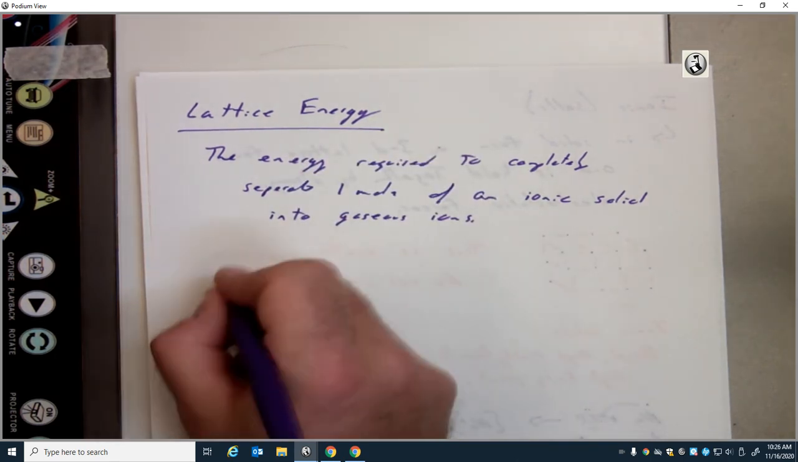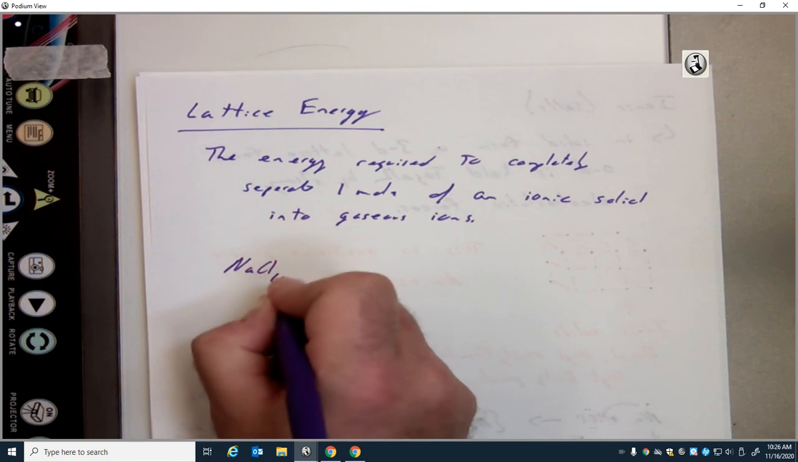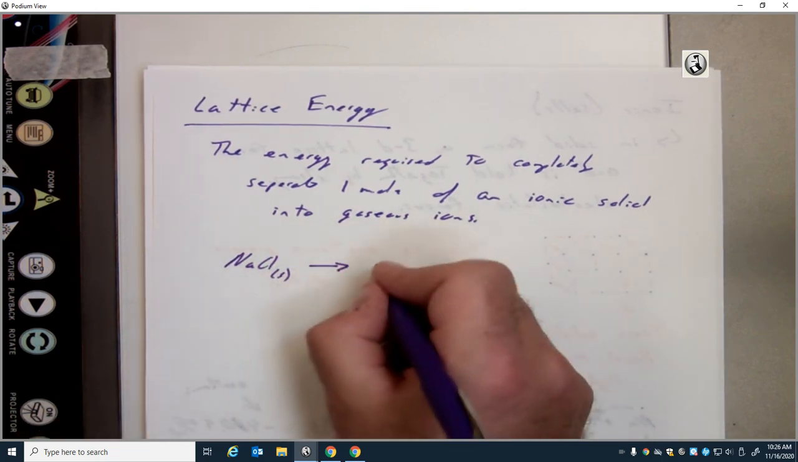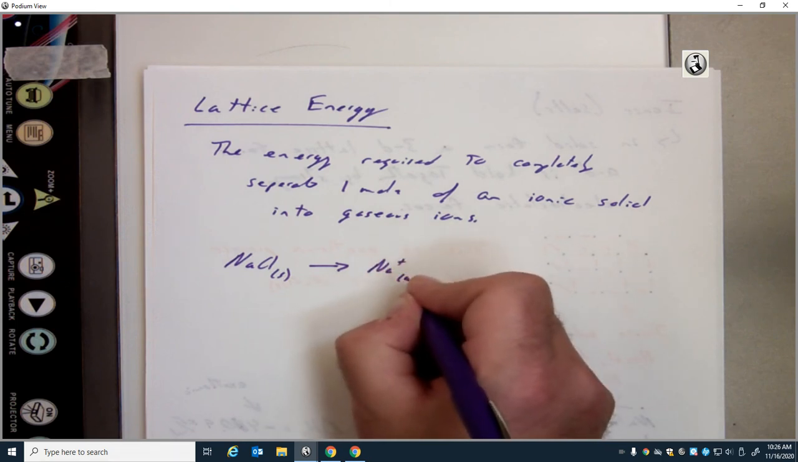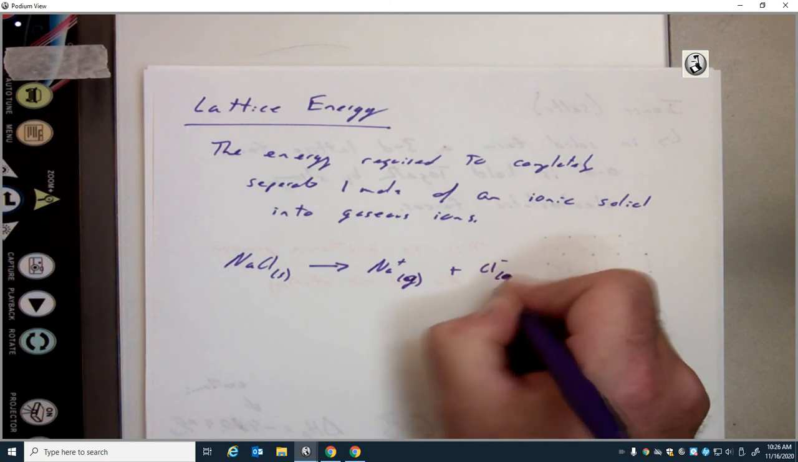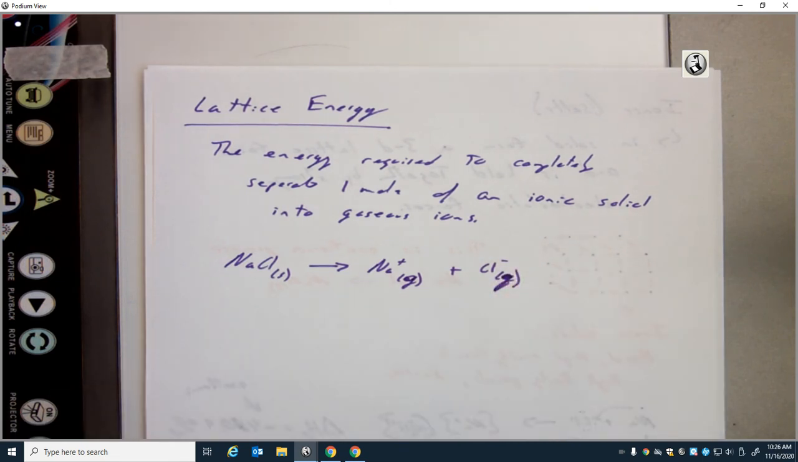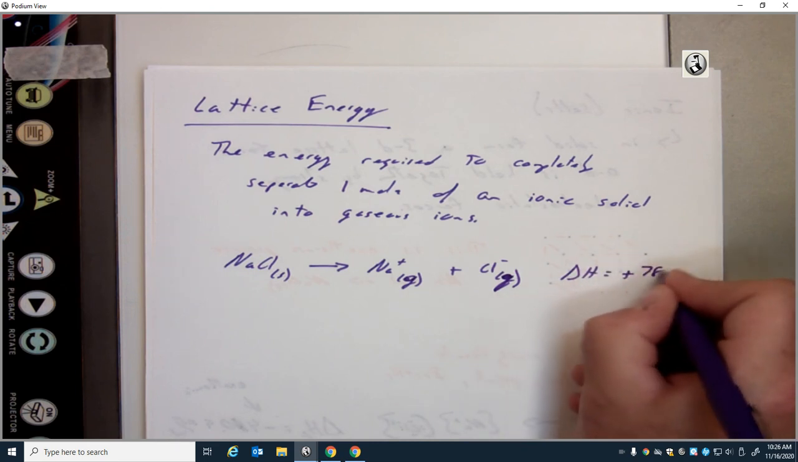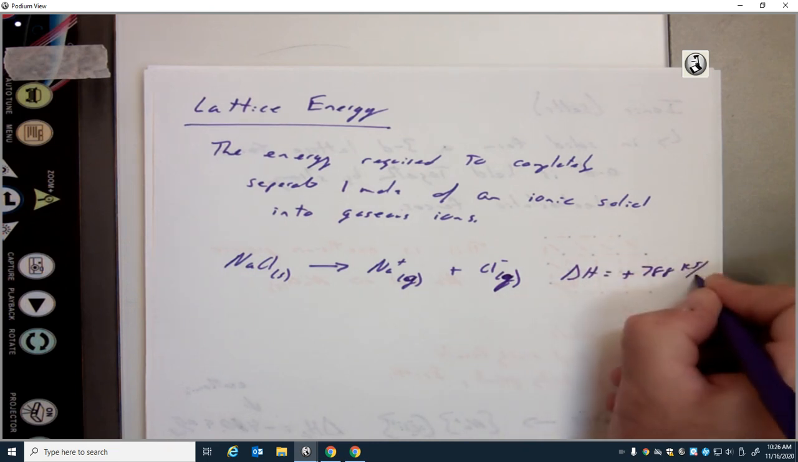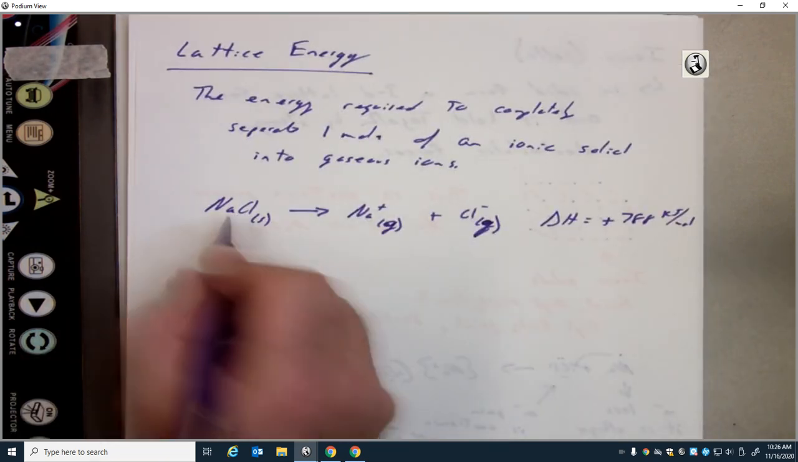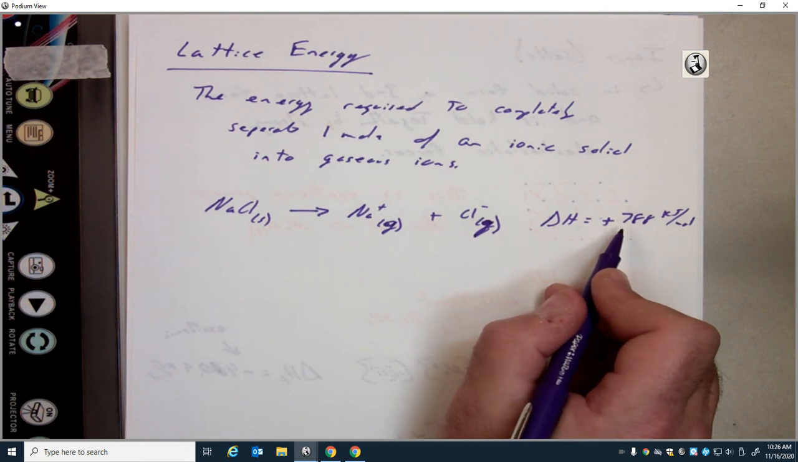So for example, what I'm really saying here, if we take NaCl solid and we add energy to ionize it into a gas, the delta H of this is positive 788 kilojoules per mole. To separate these atoms from that bond, we would have to add 788 kilojoules per mole.